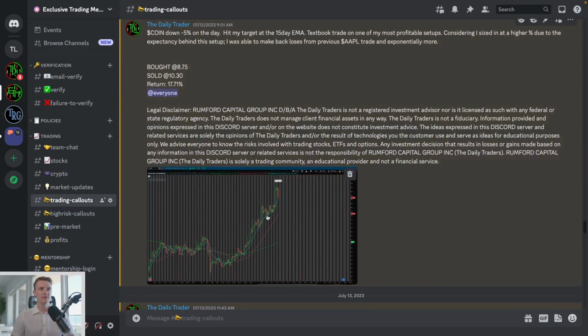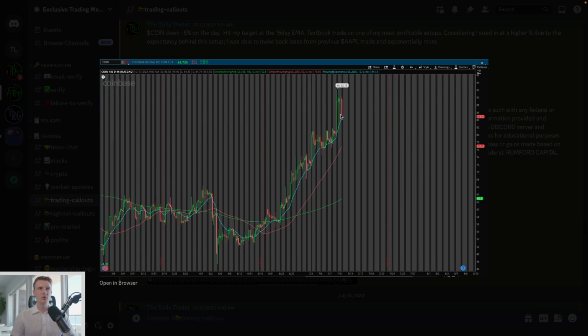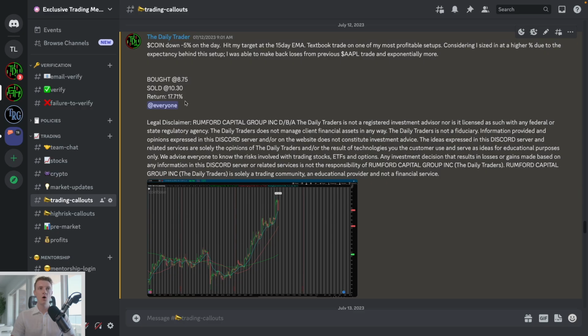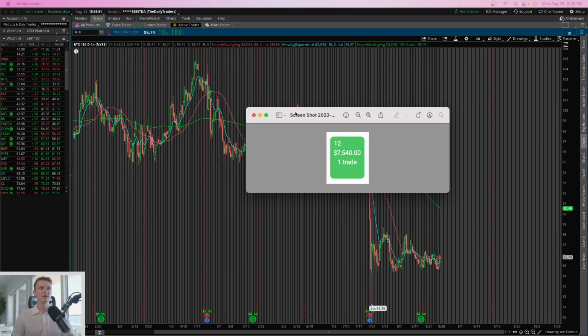Now, let's see the next day. The market opened and COIN was down 5%, selling right off of that high. You can see our entry the previous day and the move right back into the 15-day EMA, which was my target for where I was looking to take profit. So hopefully this is all starting to come together. I made 17.71% on that trade, which was equivalent to $7,500. So there are two examples of the overbought and overextended setup, which yielded about $17,000 in profit for myself. I hope everything is really starting to come together.